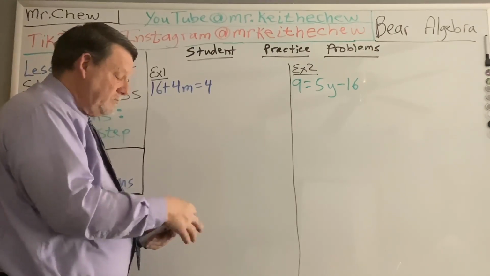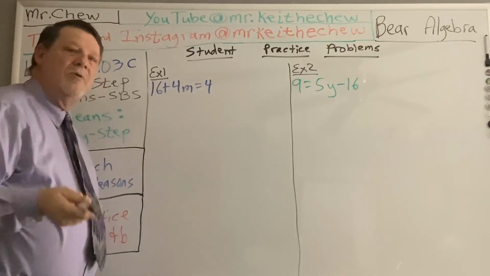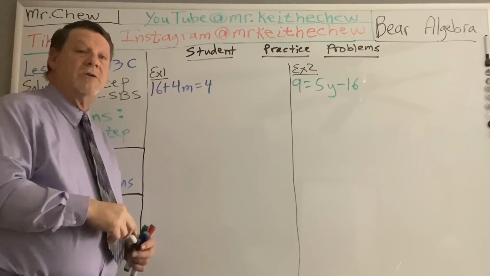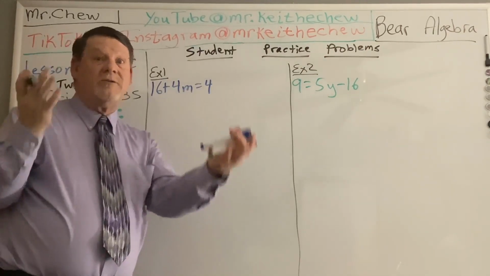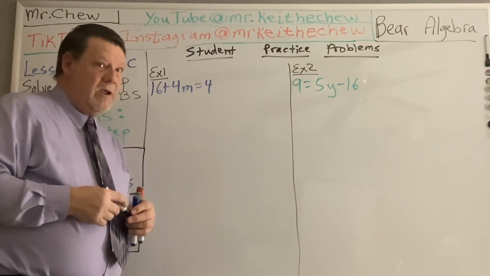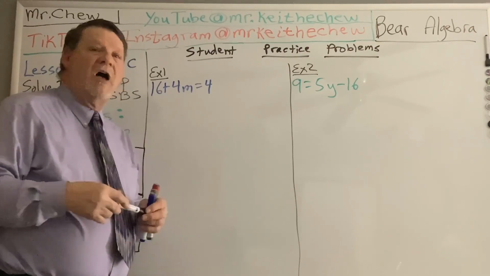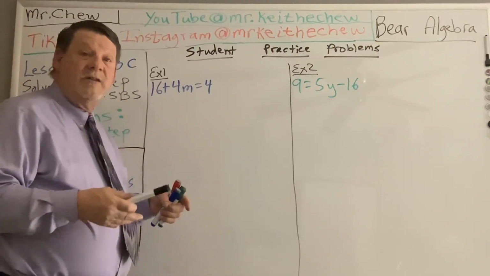So, I'm going to undo the plus 16, because subtraction and addition have to be undone first with an inverse operation. And the inverse operation means you have to do the same thing to both sides using properties of equality to keep the equation equal, left and right side, and then solve it by isolating the variable m and saying m equals something.